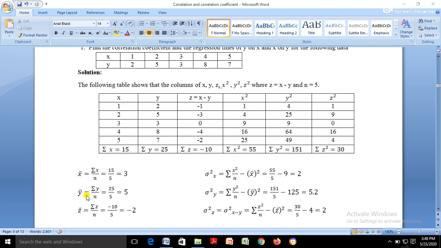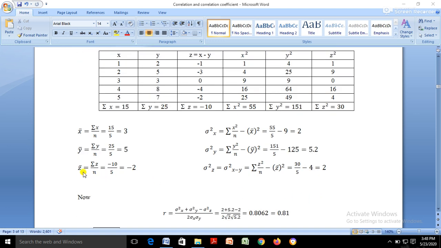Similarly, find y bar. Y bar means summation of y divided by n. Summation of y is 25. We get y bar is 5. So sigma square y equal to summation of y square divided by n minus y bar square. So summation of y square is 151 from the table. 151 divided by 5 minus, that is 5 square 25. On simplification we get 5.2.